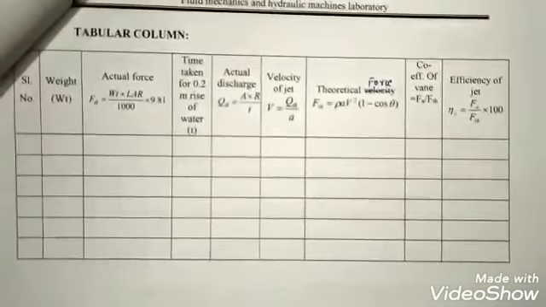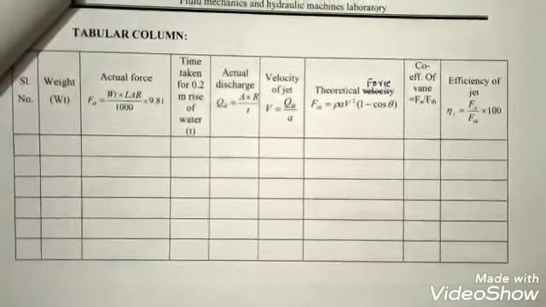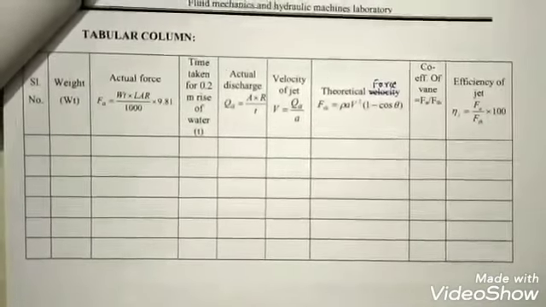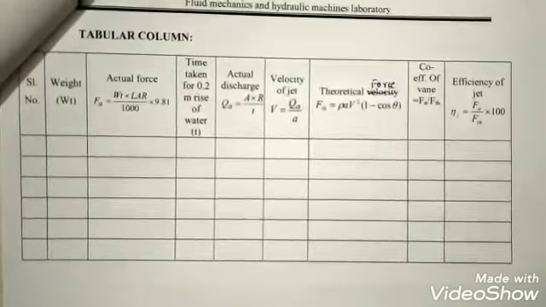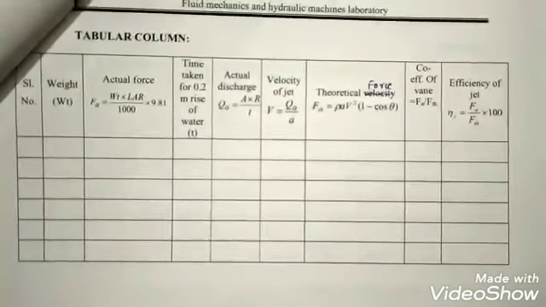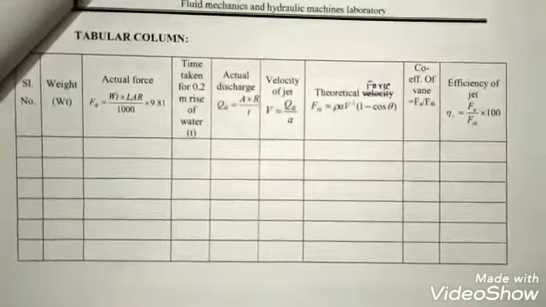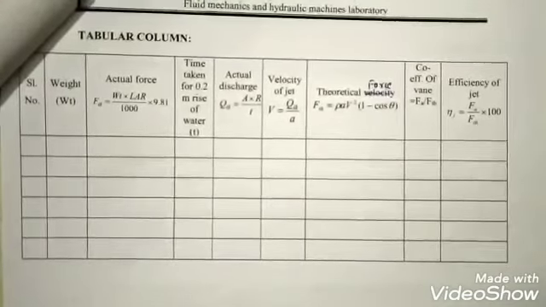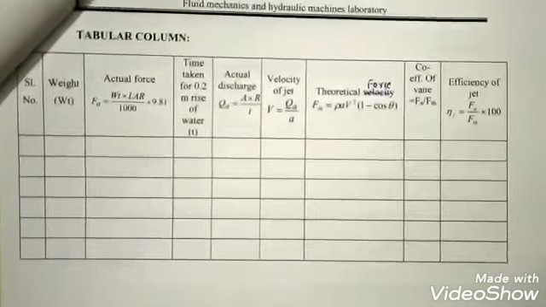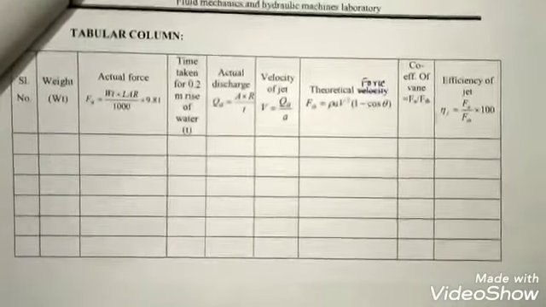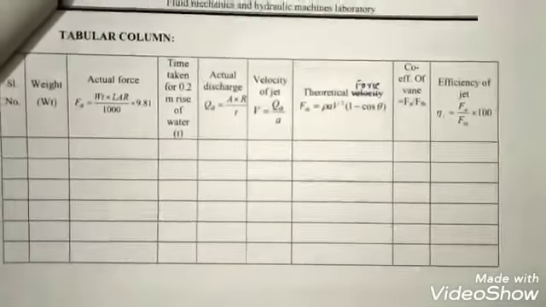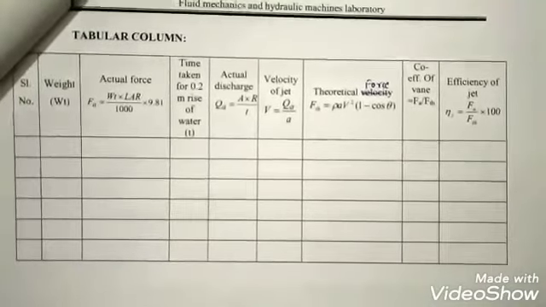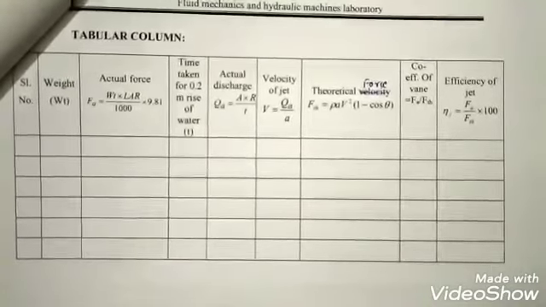Okay, so this is the tabular column for the curved vane. You can observe here, the tabular column is the same as the flat vane tabular column. The only thing that changes here is the theoretical force. Okay, except for the theoretical force, the columns are the same. For the flat vane, we used F theoretical is equal to rho A V square. But here the theoretical force formula is F theoretical equal to rho A V square into 1 minus cos theta. Only that is the change here. Apart from that, all the calculations are the same.